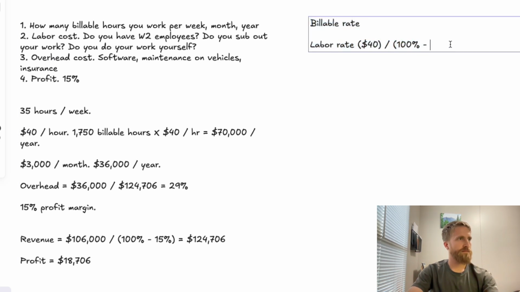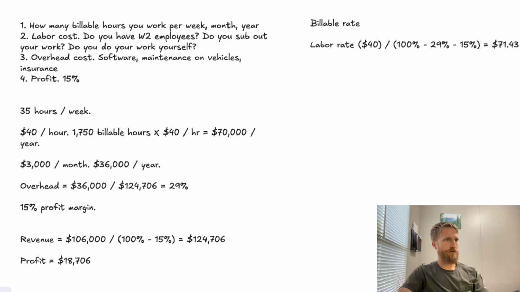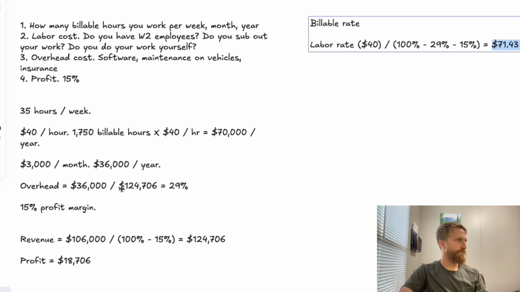And so if we subtract our overhead percent and our desired profit margin, which in this case is 15%, we're going to find that in order to hit that goal, we need to charge $71.43 per hour. So that's our labor rate. That's what you need to be charging your customer if you want to be able to pay yourself $70,000 a year and cover $36,000 of overhead and have a net profit of $18,706. So that's what that looks like.